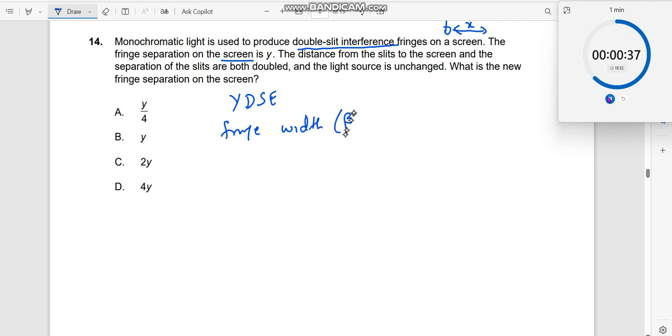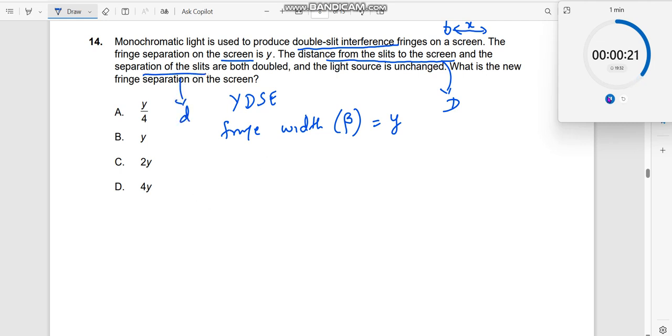As with the letter beta, and here it is given as letter Y. The distance from the slits to the screen and the separation of the slits are both doubled. What is the distance from the slits to the screen? Which is capital D. This is your capital D. And the separation of slits, this is small d, right?